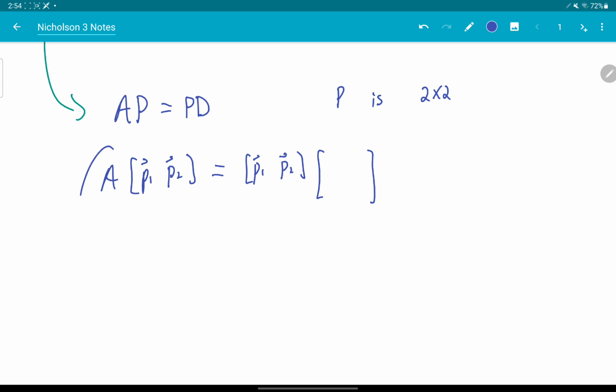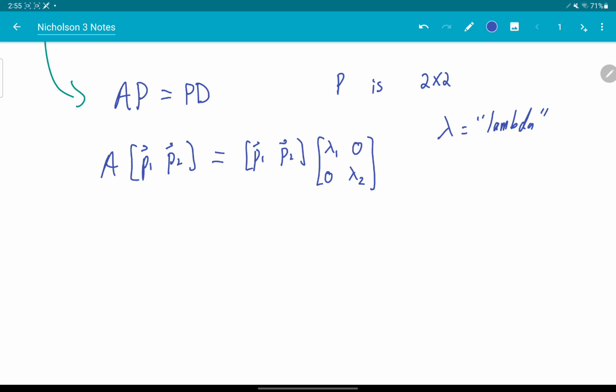Now, A is some new matrix, right? We're going to start over here with a brand new matrix A, and we're going to use a diagonal matrix for D, and we'll use the Greek letter lambda. This is lambda 1, lambda 2. So we're going to work this out and see what we can deduce. So if I multiply this matrix times a matrix, what do I get? I get A times P1, A times P2.